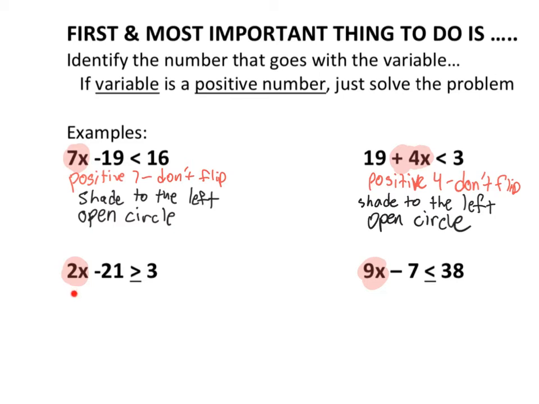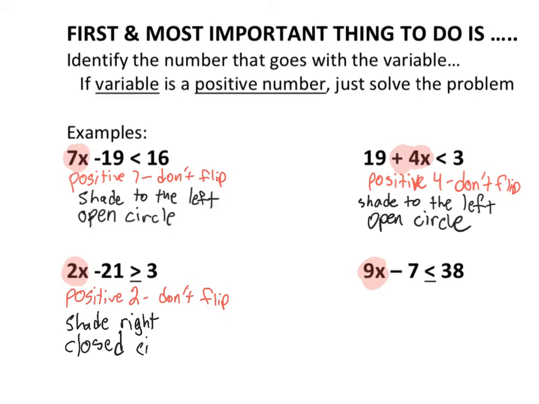Now looking at the next one, 2x minus 21 is greater than or equal to 3. It is a positive 2, which means we do not flip that inequality sign. We would shade to the right, and we would have a closed circle, meaning that it is shaded in because our inequality sign says also equal to.